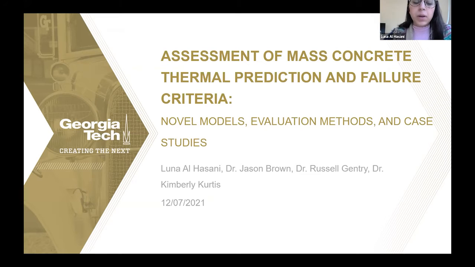As was just said, my research project is on the assessment of mass concrete thermal prediction methods and failure criteria. Today I will be introducing some of the novel models we've been working on and also present some case studies.